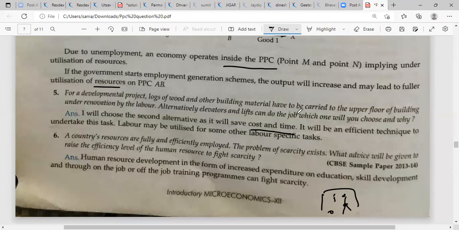So you will choose the second one. You will be using the elevators so that it will be saving your cost and the time. And it is the efficient technique to complete this task. Labor may be utilized for some other labor specific task.